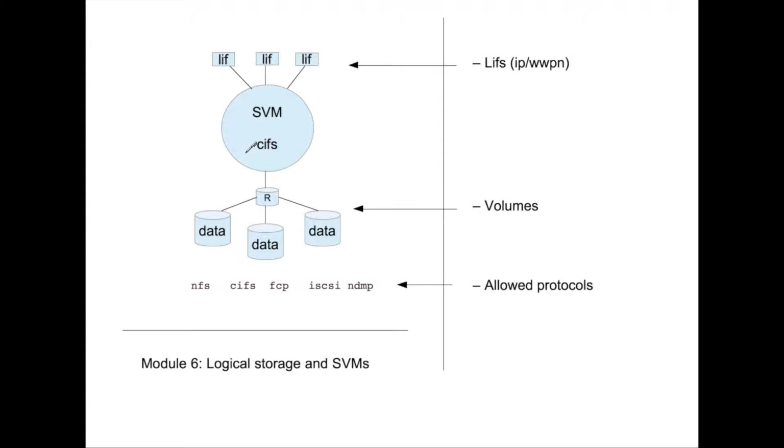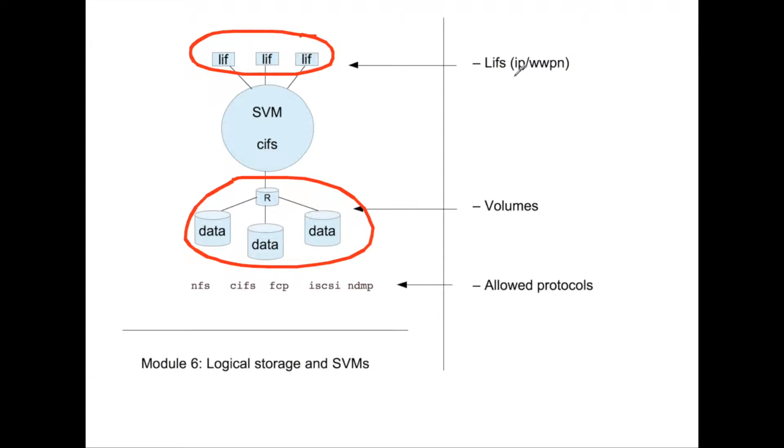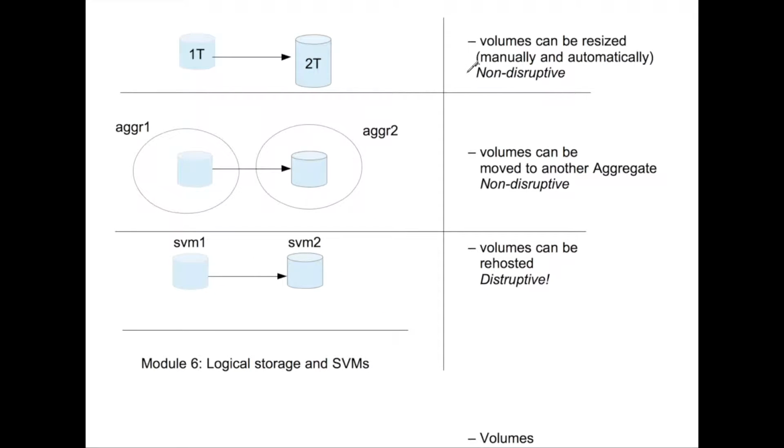So again, the storage virtual machine, as we discussed in the overview, is a sort of container for the namespace, which is all the volumes belonging to that particular SVM, your logical interfaces, which can either be IP addresses or worldwide port names, depending on what protocol you use, and of course you have the protocols, which are all supported in the different SVMs. You could, if you liked, have all these protocols be running in one and the same storage virtual machine. Then you can resize your volumes either automatically or manually.